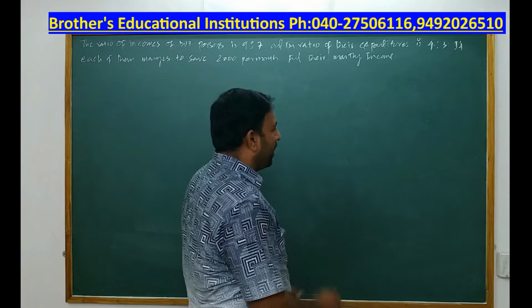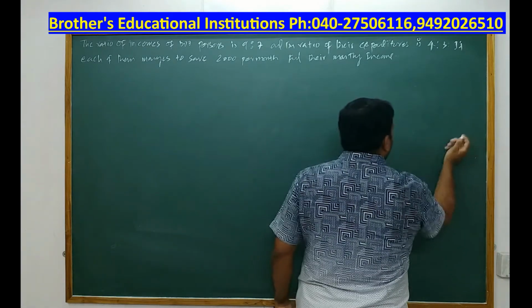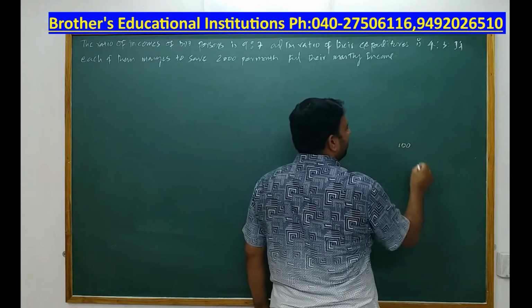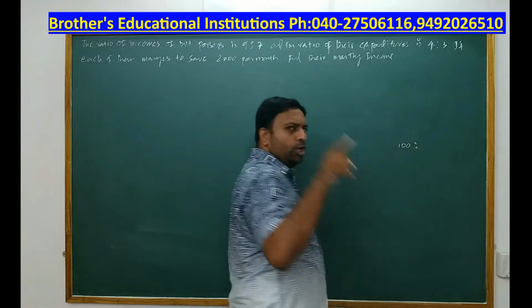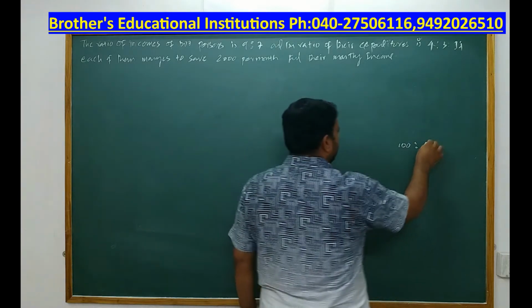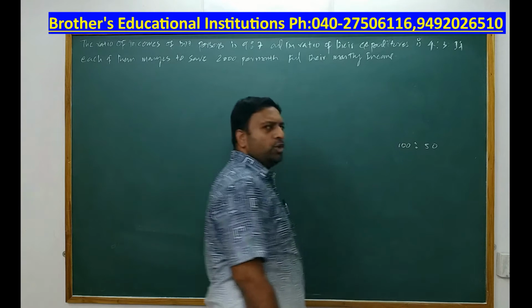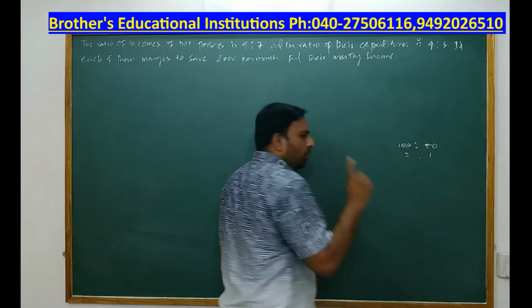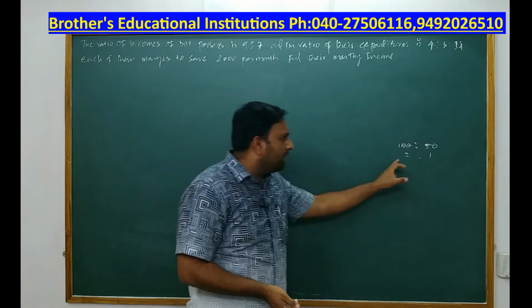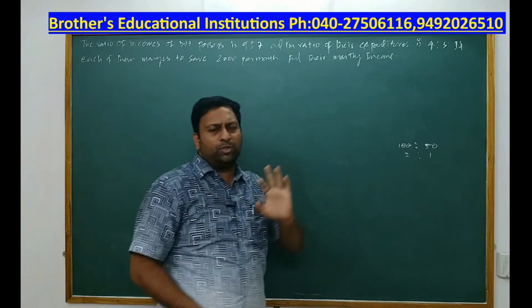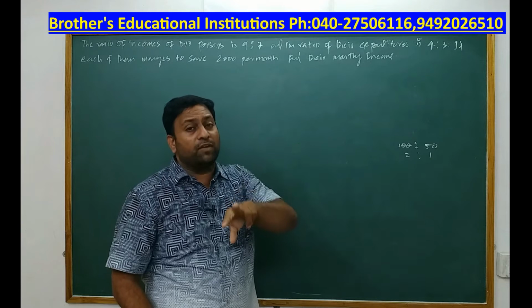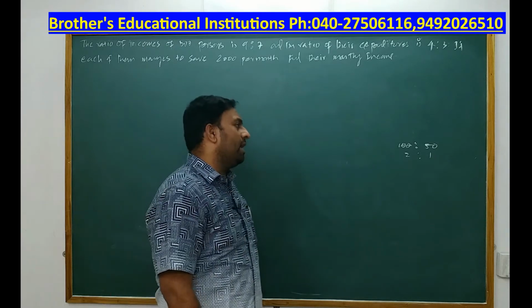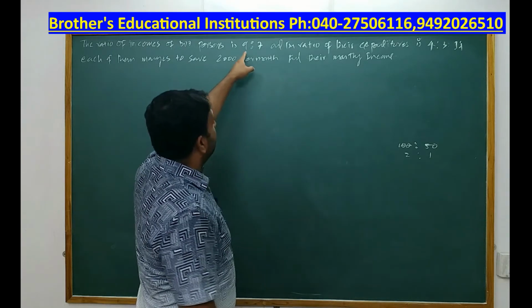Now before I move forward, let us say I earn rupees 100 and you earn rupees 50. What is the ratio of our income? 2 is to 1. So I want you to understand this 2 and 1 are not the incomes. 2 and 1 are the ratios of the incomes. Please have that clarity in mind. This is just the ratios.